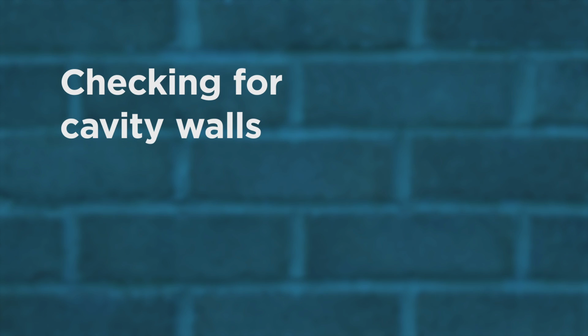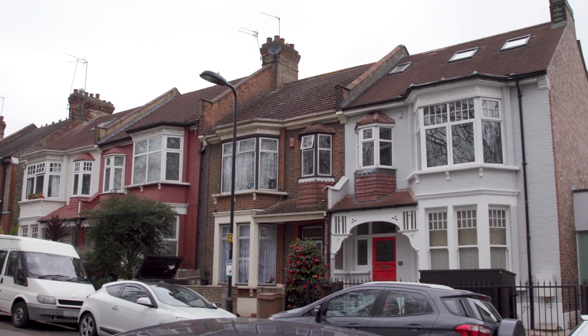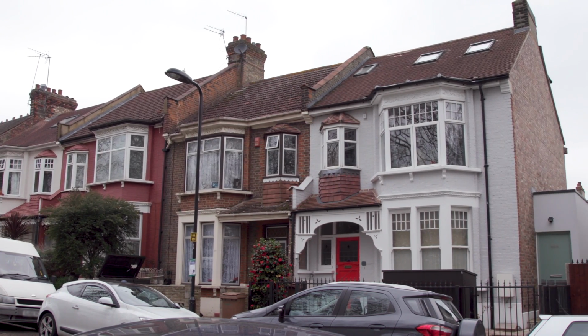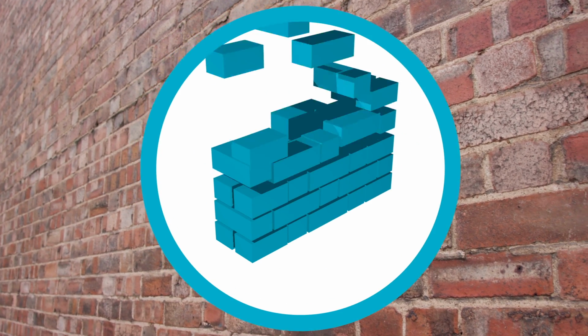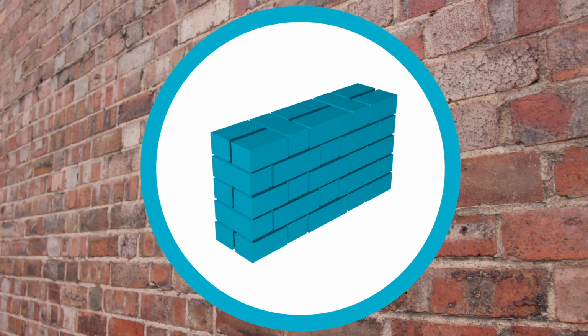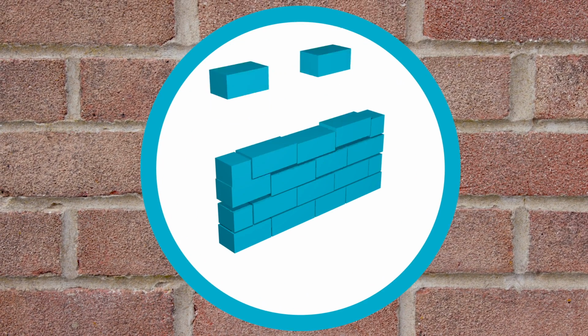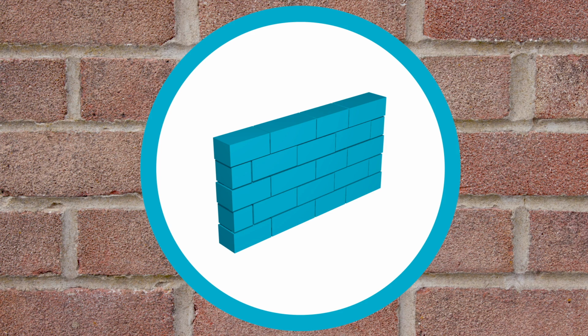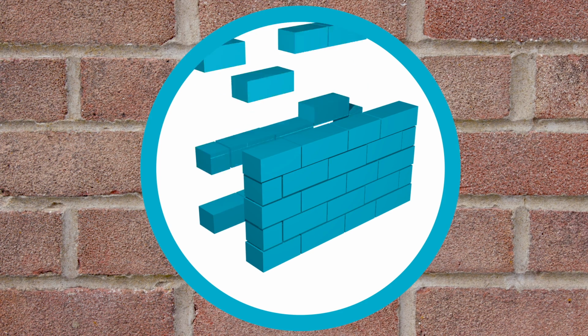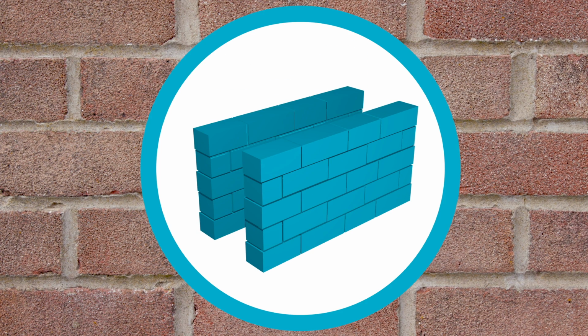This video is about how to check whether you have cavity walls. Most houses built before 1920 have solid walls. That is, the walls are made of brick or stone with no gap or cavity in the middle. During the 1920s, it became increasingly common to build cavity walls. These have an outer leaf, usually of bricks, then a gap in the middle, and then an inner leaf made of bricks again, or maybe concrete blocks.